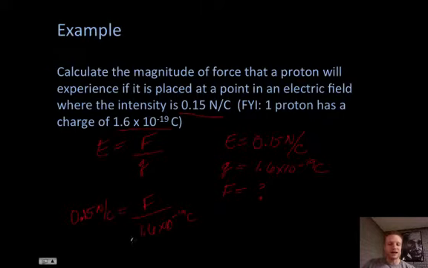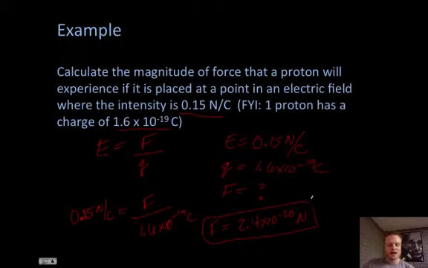If you just cross multiply here, you would find out that the force equals 2.4 times 10 to the negative 20th newtons. Is that a big force? Absolutely not, right? It's a very small force, but that kind of makes sense. This is just one proton in an electric field, so it shouldn't be a massive force. But that would be the magnitude of the force that proton would be experiencing in this electric field.